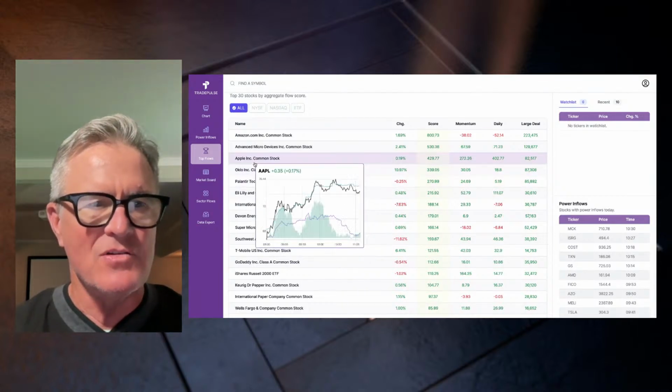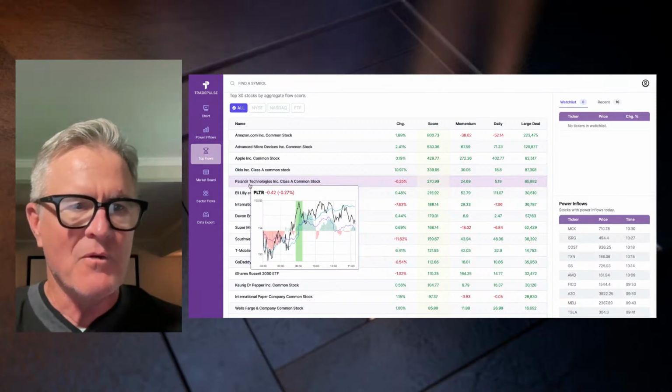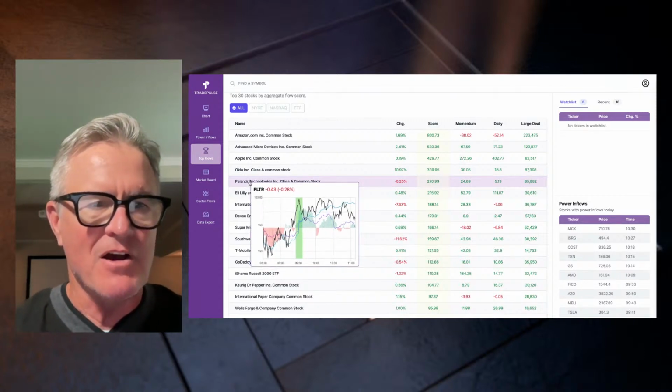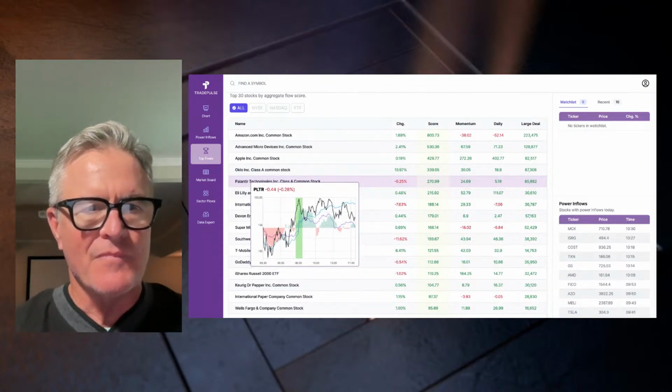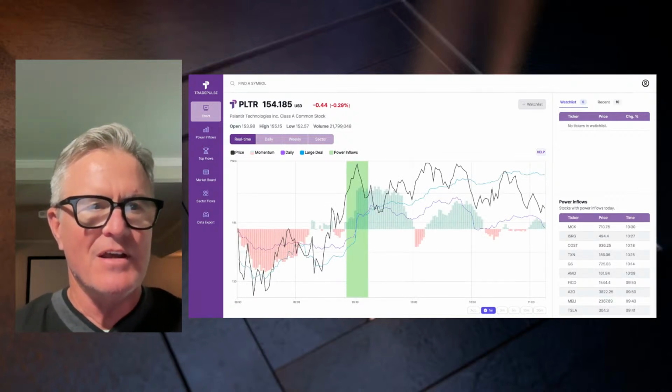And when you hover over one of these positions, you can see what the chart looks like. And if you click on it, it'll fill your screen on here. Now, this is an example here of Palantir Technologies.